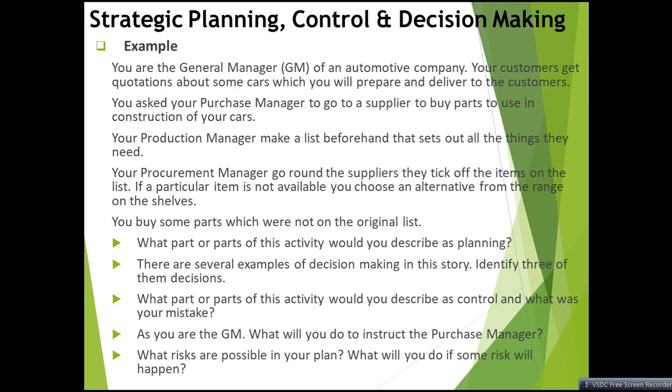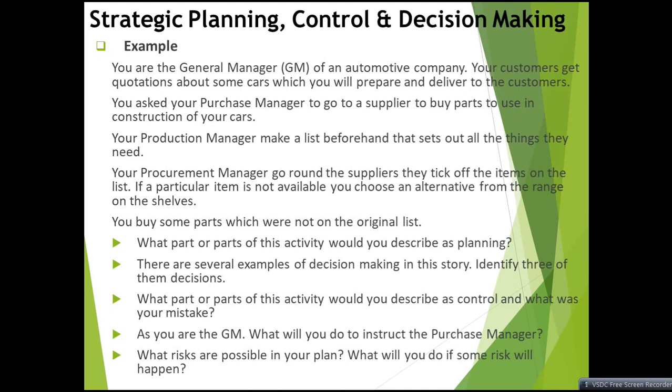Your procurement manager goes round the suppliers. They tick off the items on the lists. If a particular item is not available, you choose an alternative from the range on the shelves. So now the procurement manager will go, and some parts are not available at one supplier. He may go to another supplier to get them. This is one option. Or, let's suppose all of the suppliers do not have them, then what to do? This is the issue.